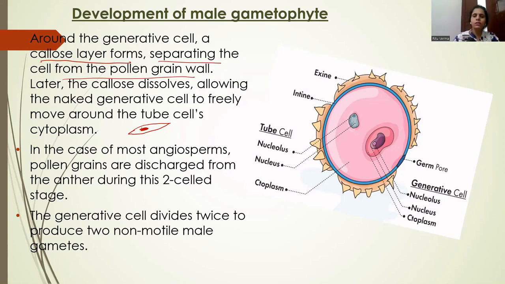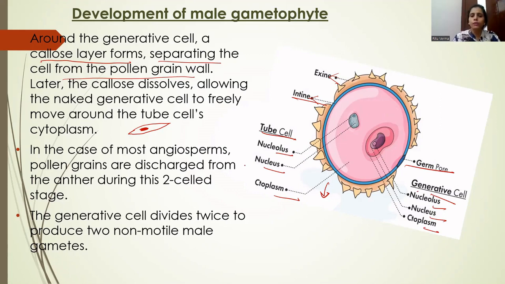Now, in most angiosperms, in more than 60% of angiosperms, the pollen grain is released from the anther at the two-cell stage. Two-cell stage means the intine is present, this blue colored layer shows the intine, and the exine is present. We have this germ pore, and inside is the vegetative cell or tube cell, which has its own nucleolus, nucleus and cytoplasm. Then we also have the generative cell, which also has a nucleolus, nucleus and cytoplasm. So now two cells are present inside the pollen grain, the vegetative cell and the generative cell.